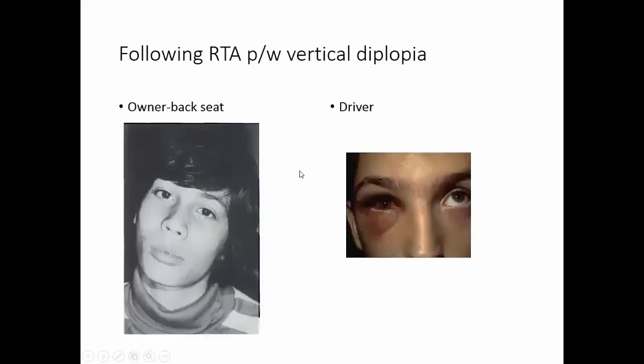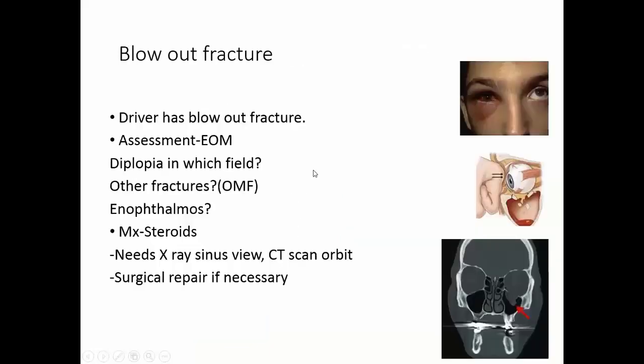Right. This is an interesting clinical question I have been asking. These two people are following a road traffic accident. This is the owner who was sitting in the back seat, and this is the driver who was sitting in the front seat. So both are complaining of vertical diplopia, but they have two different pathologies. The driver has a blowout fracture.